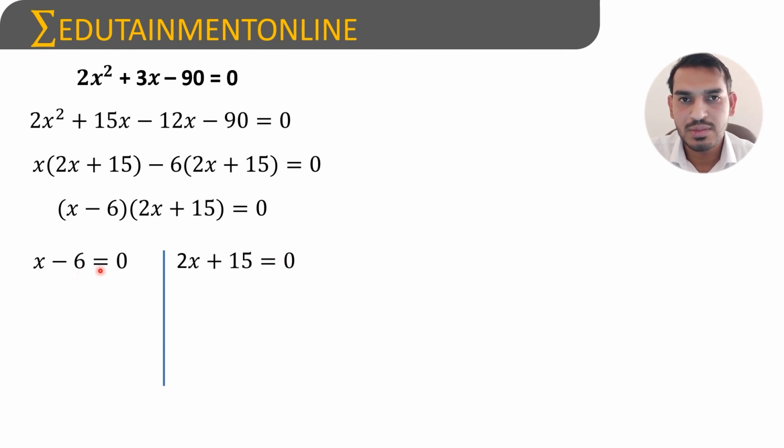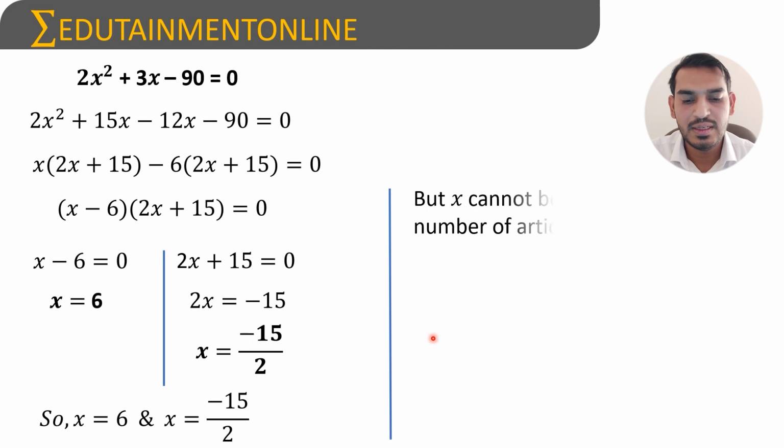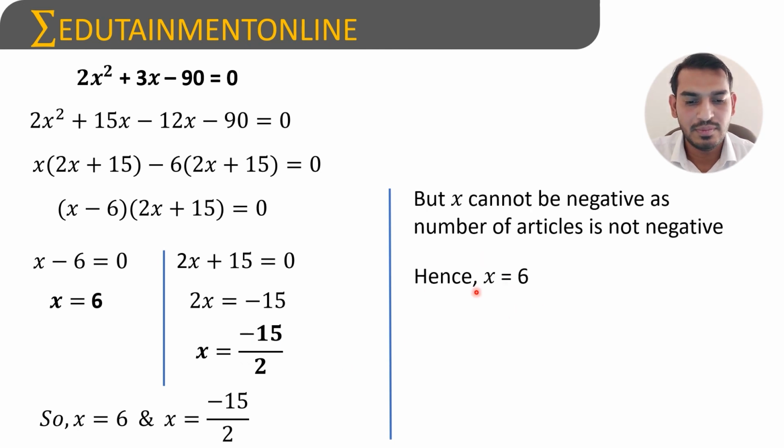Now x minus 6 equals 0, or 2x plus 15 equals 0. Transposing the minus 6 to the other side, x equals 6. If we take 2x equals minus 15, then x equals minus 15 by 2. Now we can ignore this value, because the number of articles cannot be negative. Therefore our answer is x equals 6.